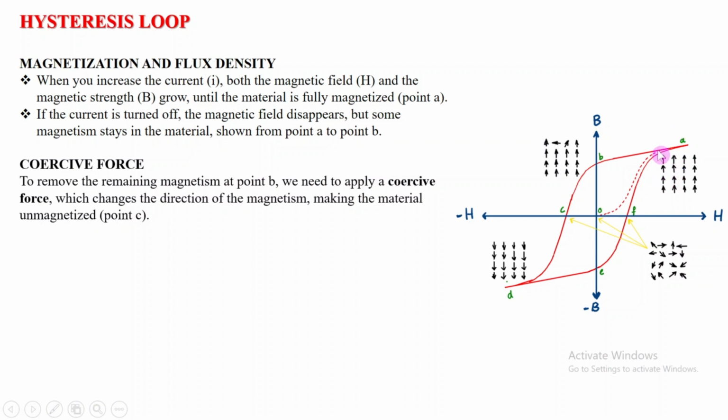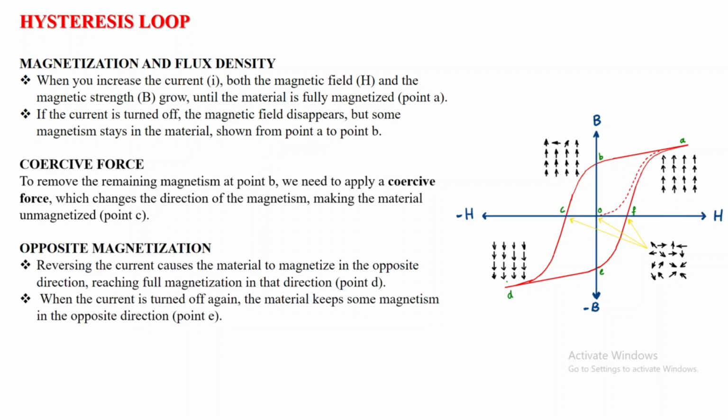Now, if the current is turned off, the external magnetic field disappears, but some magnetism stays in the material, shown from point A to point B. Now, coercive force is the opposite force, the opposite magnetic field applied on that material in order to bring it to its original position, meaning to demagnetize it. That force is called coercive force.